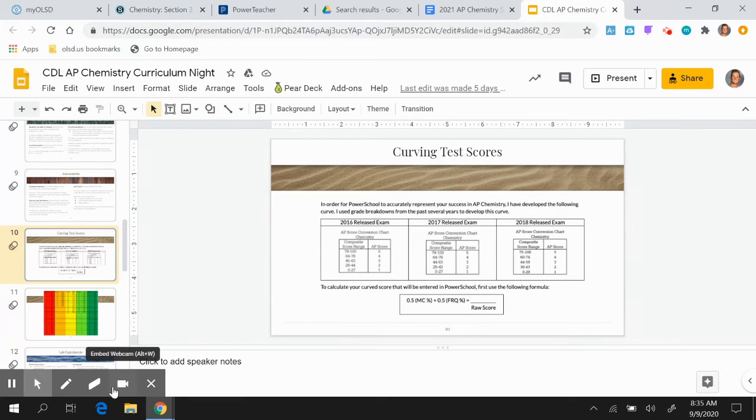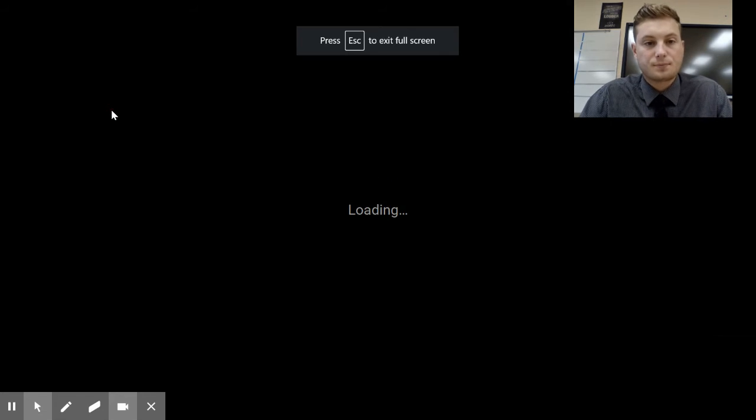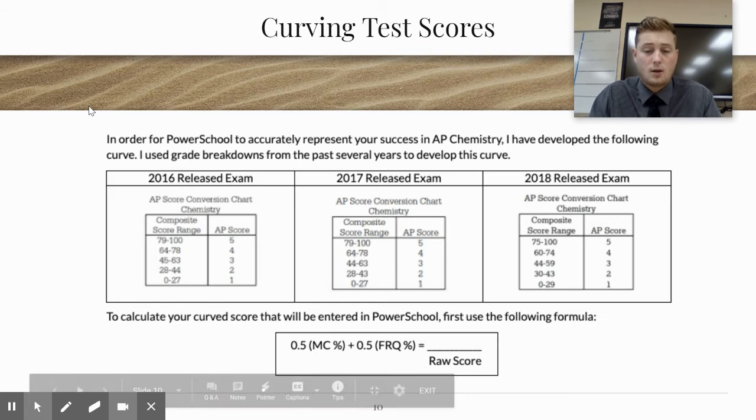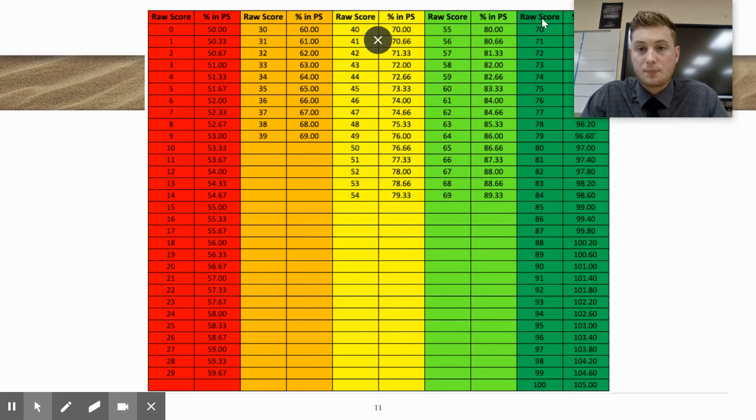So this is a breakdown of how the test scores will be curved. In order for PowerSchool to accurately represent what they're getting, compared to what they're scoring on the test and what the AP exam shows, I will curve the grades. The way it works is, the last 3 years, excluding 2018, anywhere from about a 75 up has scored a 5 on the AP exam. So there's a matrix that has been created that will allow for that to be accurately displayed in PowerSchool, and it looks something like this.